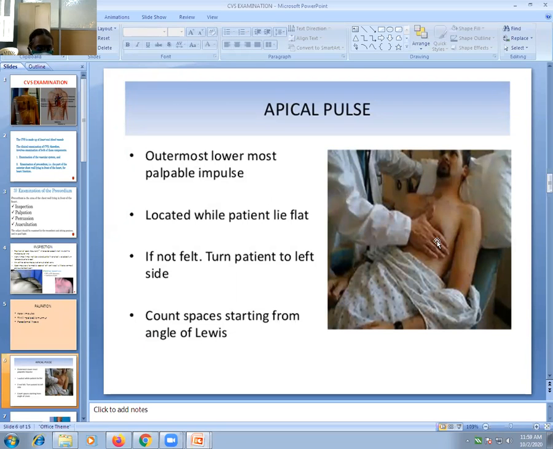Once you feel the pulsations in your hand, you localize that pulsation and write down its position, in which intercostal space or in which line it is present. So first localize, and then write down its position. That is the palpation of the apical impulse with your hand.